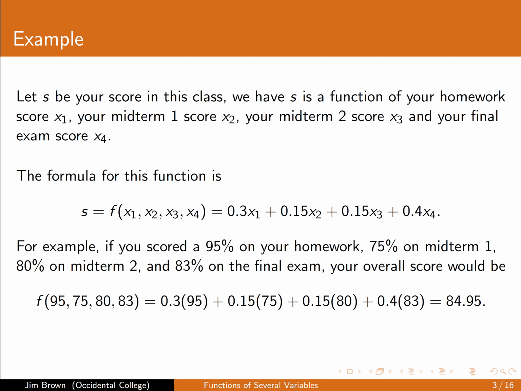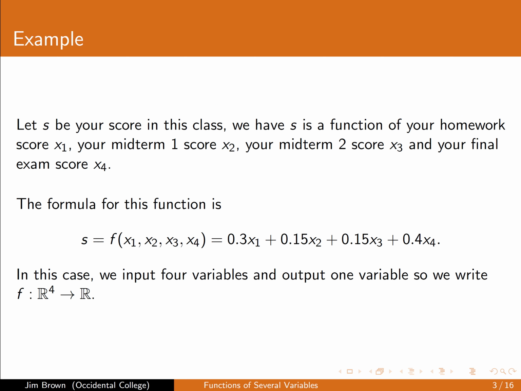So for example, if we want to evaluate this, suppose you scored a 95 on your homework, 75 on midterm 1, 80 on midterm 2, and 83 on the final exam. Then we'd plug those values into f for x1, x2, x3, and x4 and evaluate our formula on that. And you see if you do that out, you get 84.995. So that's how you'd evaluate a function that has multiple variables. And in this case, notice we have four independent variables. We have four input variables and one output variable. So this is a function that goes from R4, because we have four different real numbers inputting, and goes to R1 because we have one output variable.